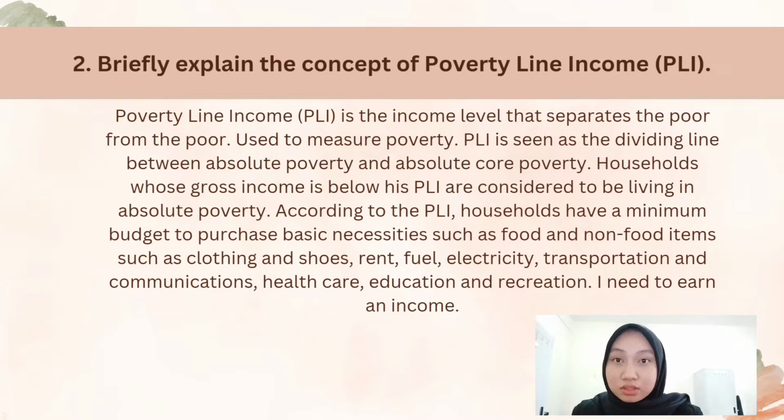A household whose gross income is below the PLI does not have enough budget to purchase basic necessities such as food and non-food items such as clothing and shoes, rent, fuel, electricity, transport and communication, healthcare, education, and recreation.